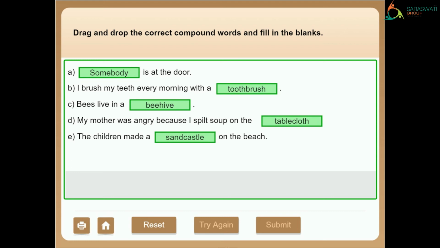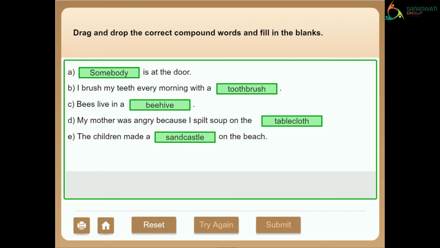Now let us go to the next word, that is beehive. Even beehive is made up of two words, B-E-E, and the next word is hive, H-I-V-E, hive. Hive means the house of bees. That is known as beehive.